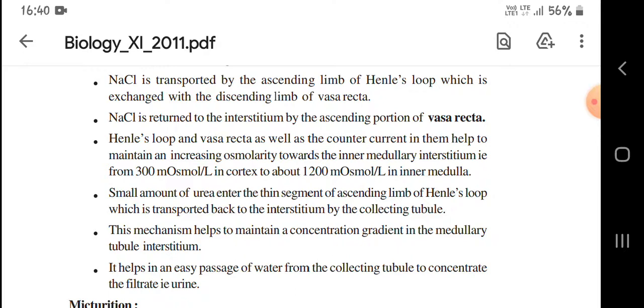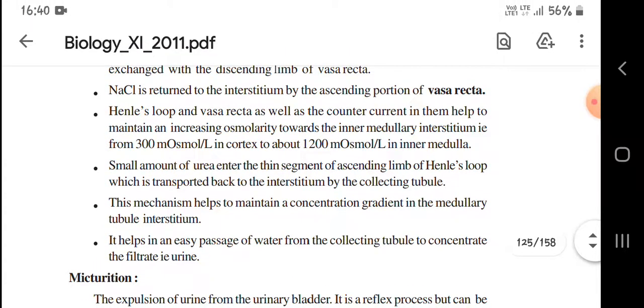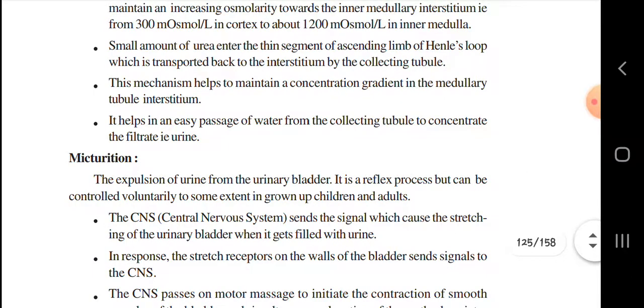A small amount of urea enters the thin segment of the ascending limb of Henle's loop, which is transported back to the interstitium by the collecting tubule. These mechanisms help to maintain the concentration gradient in the medullary interstitium, and also help in the easy passage of water from the collecting tubule to concentrate the filtrate into urine. So this was the process.